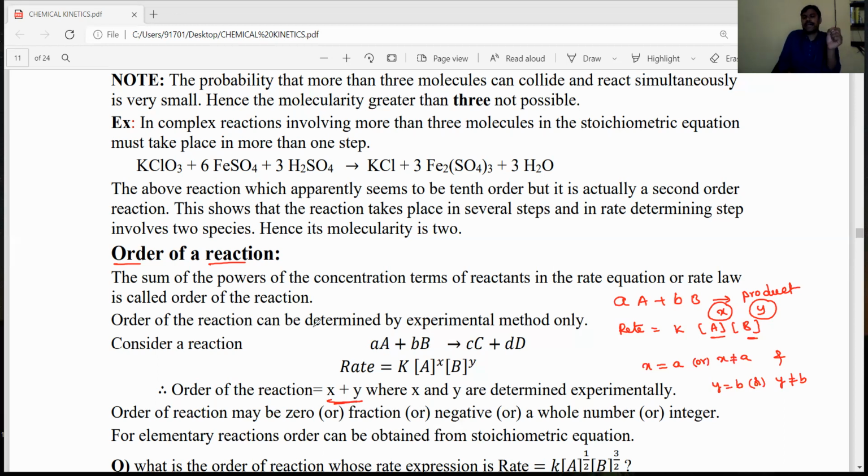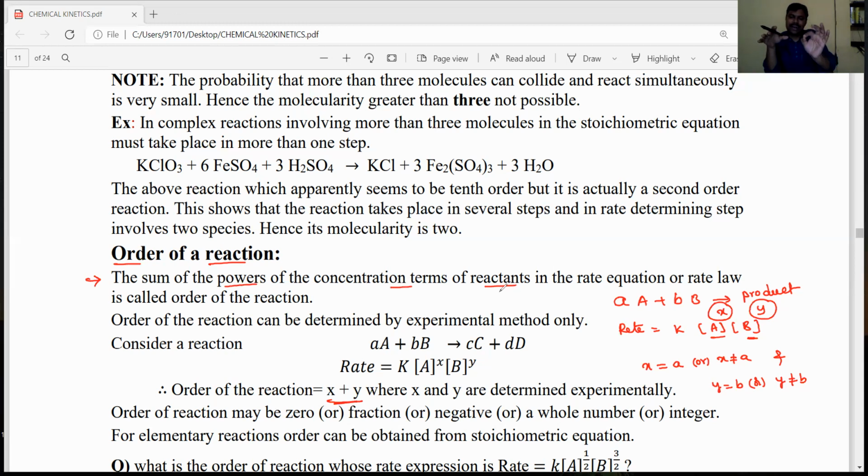So order of a reaction is defined as the sum of the powers of the concentration terms of reactants. Sum means addition. Sum of the powers of the concentration terms of each reactant in a rate equation or rate law. The rate equation or rate law is determined by experiment, I said. So in the exam, they will only give the rate law, equation, or rate expression.